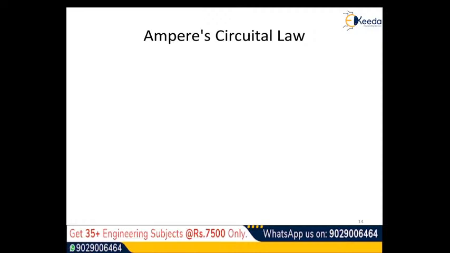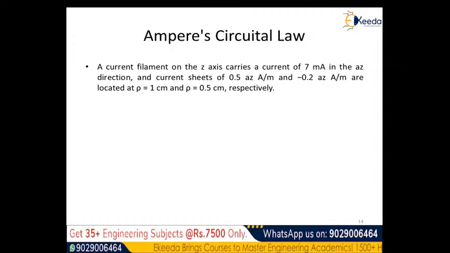Now we go for solving the fourth problem, which is again based on Ampere's circuital law. So here we start with the problem statement. A current filament on the z-axis carries a current of 7 milliamperes in the AZ direction, and the current sheets of 0.5 AZ in amperes per meter, and the second one, minus 0.2 AZ, again in amperes per meter, are located at rho equal to 1 centimeter and rho equal to 0.5 centimeter respectively. Calculate H at.